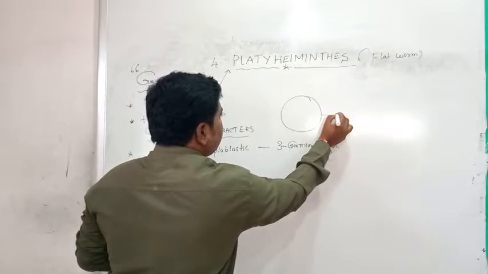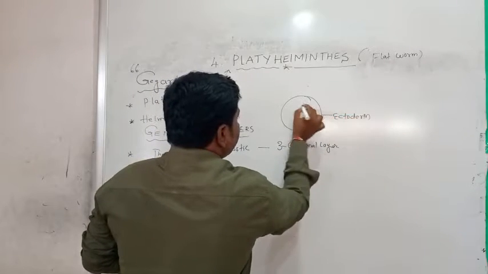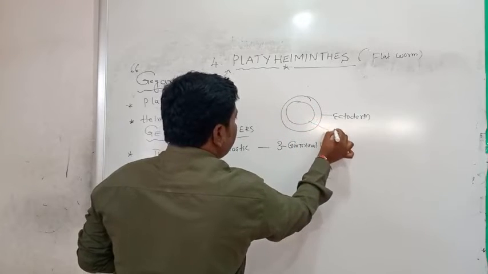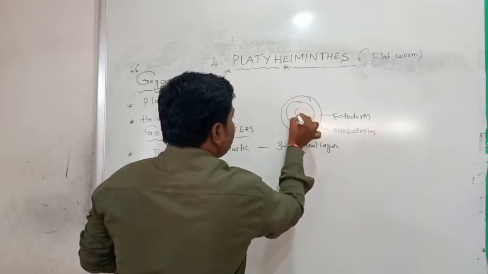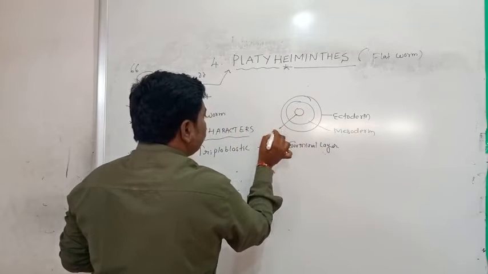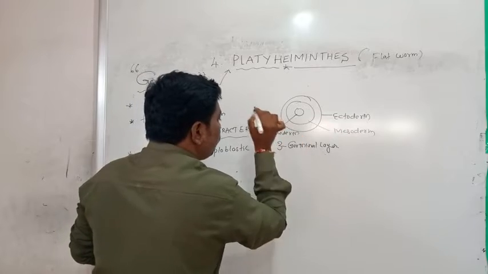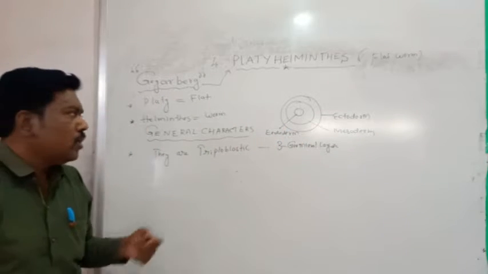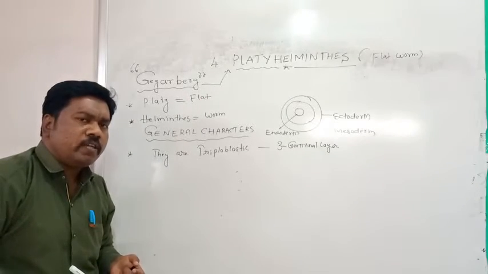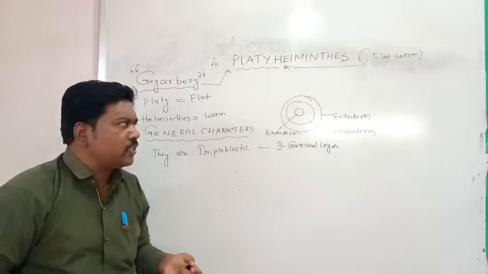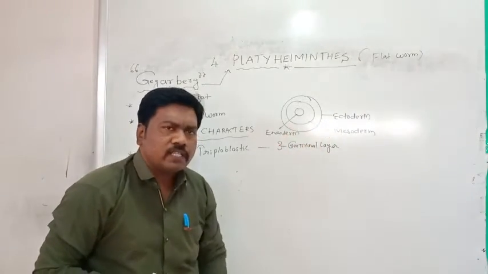Ectoderm, mesoderm, and endoderm. These are the triploblastic organisms. The body is formed by three germinal layers. The outer layer is known as ectoderm, the middle is mesoderm, and the inner one is called endoderm.